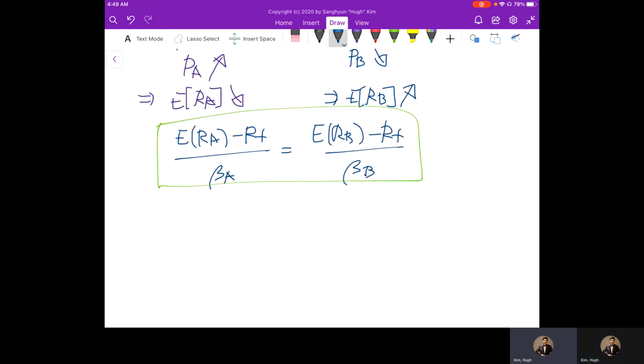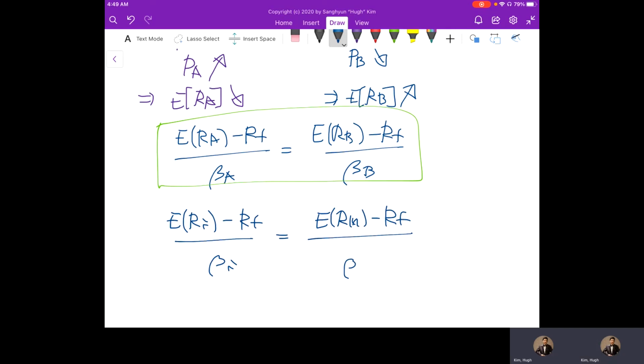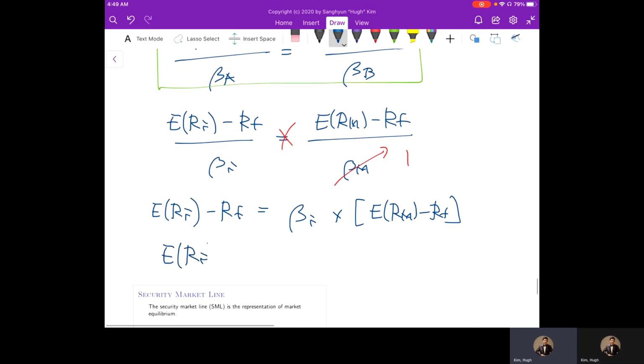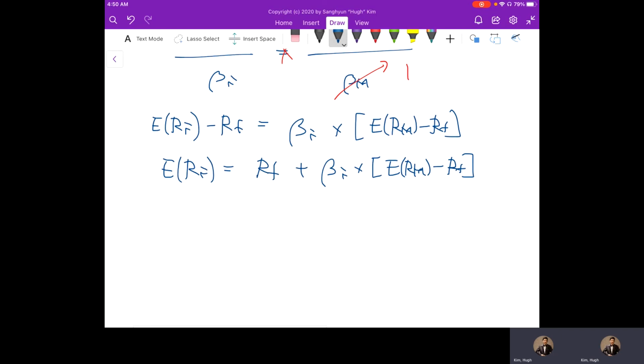So the reward to risk ratio for individual asset is equal to reward to risk ratio for the market portfolio. And market portfolio has beta of 1. So if you cross multiply, then you get the risk premium on individual asset is equal to beta times the market risk premium. If you rearrange this, then the expected return for individual asset is risk-free rate plus beta times market risk premium. So this is also one of the most important results in finance.